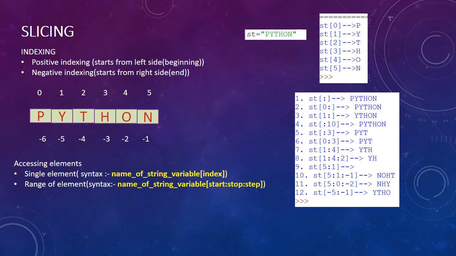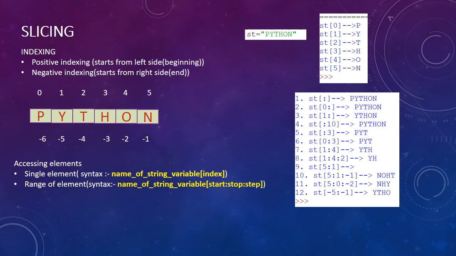Okay, come to the next example, that is the fifth example, st colon 3. Again here also I have skipped the start. So whenever you skip start, it will assume the start value as 0. Always it will start with the 0th index. Here I am not specifying any start value but specifying the stop value as 3. So it will start printing from the 0th index and then it will end till the second index. So p y t. Then in the sixth example, st, then inside the square brackets 0 colon 3. It will give you the same output as the fifth example.